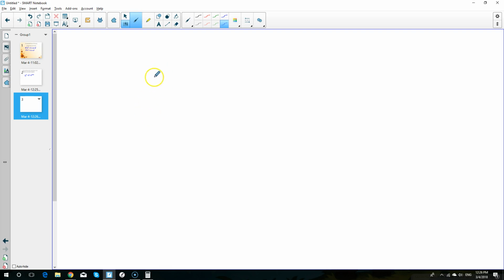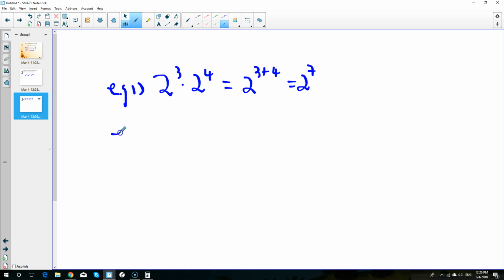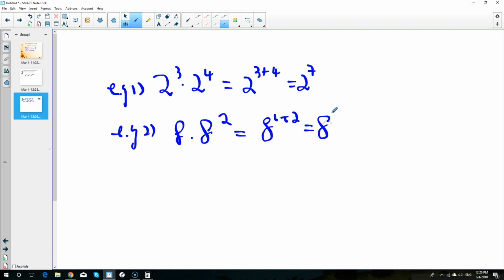Let's say we have 2 to the power of 3 times 2 to the power of 4. I would write this down as 2 to the power of 3 plus 4, so I have 2 to the power of 7. That's really not too bad, right? It's quite simple. So that's example 1. Example 2: if I have x times x to the power of 2, that's x to the power of 1 plus 2, so you get x to the power of 3.